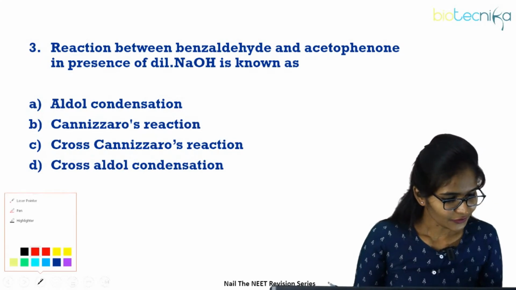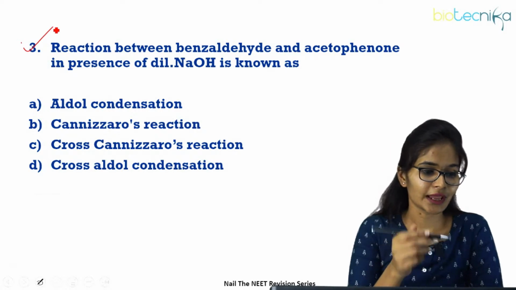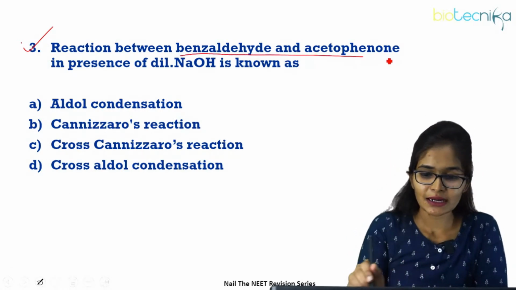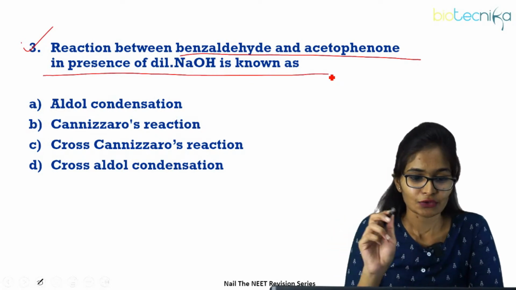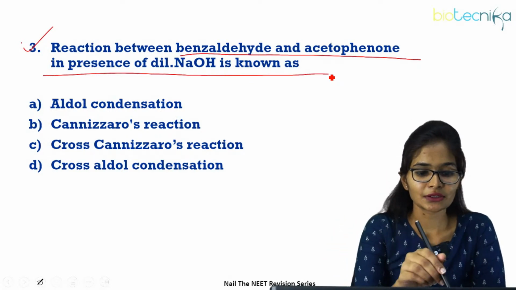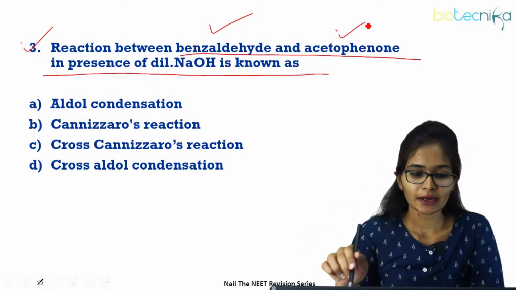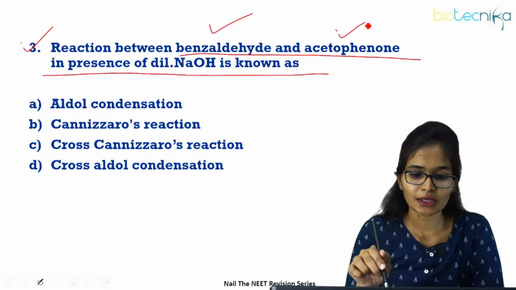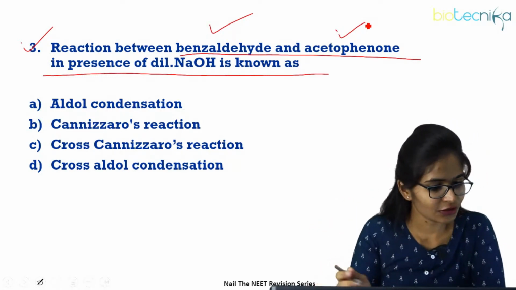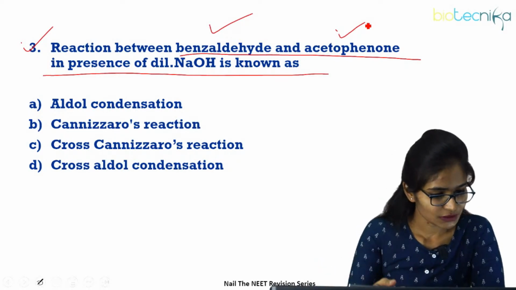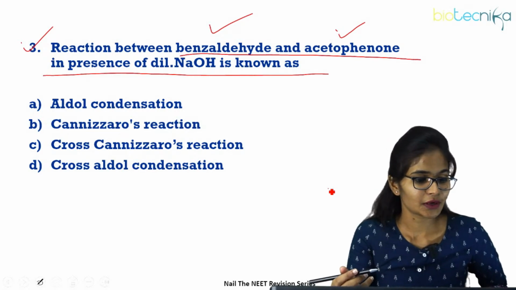Coming to the first problem with respect to the reactivity part: the reaction between benzaldehyde and acetophenone in the presence of dilute NaOH is known as what? They have given two reactants, benzaldehyde and acetophenone, in the presence of dilute NaOH. What type of reaction is it? Option A, aldol condensation; option B, Cannizzaro reaction; option C, cross Cannizzaro reaction; and option D, cross aldol condensation. I have shown this with an example.